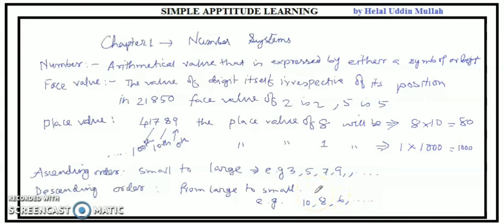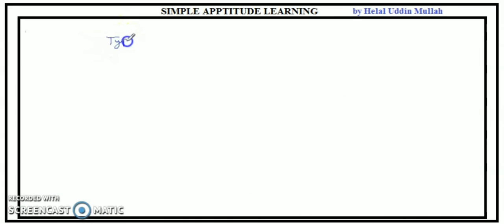So these are the few terms we have to know for the number system. If we want to solve a question based on the number system chapter, then we need to know these basic terms very well. Types of numbers.